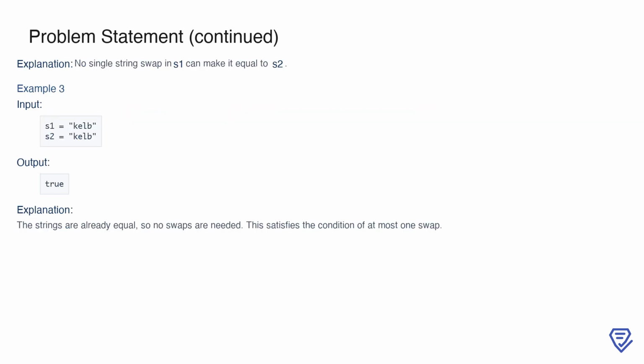In example 3, s1 and s2 are both kelb. Since the strings are already equal, no swaps are needed. This still satisfies the condition of at most one swap, so the output is true. These examples illustrate the variety of cases we need to handle, from swaps being required, to no swaps being needed, to cases where equality is simply not possible.